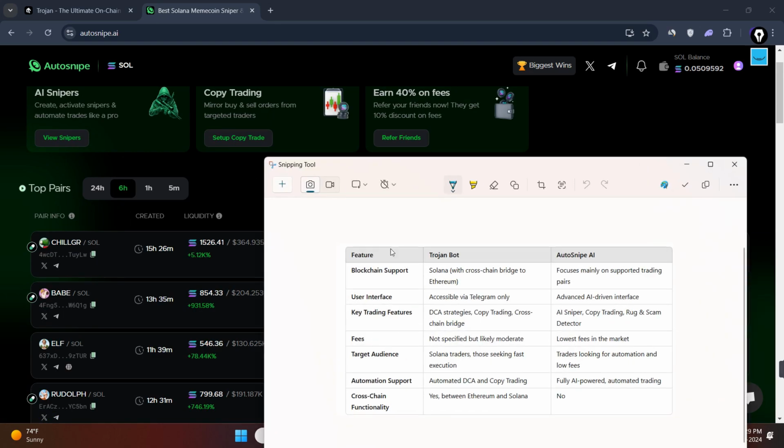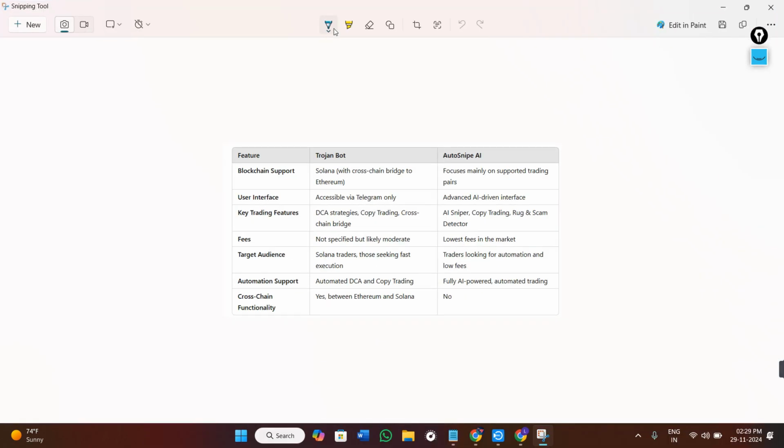For your convenience, I've also created this table for you so that you could understand the features of both of these very clearly. So first, if we talk about the blockchain support, Trojan Bot supports Solana with a cross-chain bridge to Ethereum, whereas Autosnipe AI mainly supports the Solana blockchain. If we talk about the user interface, you can access Trojan Bot with the help of Telegram only, whereas with Autosnipe AI, you will get an advanced AI-driven interface and you can even access it on a web browser.